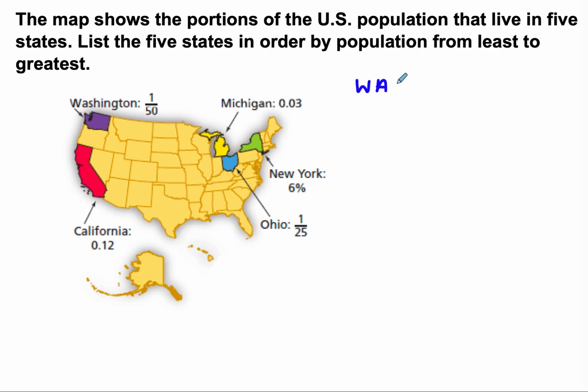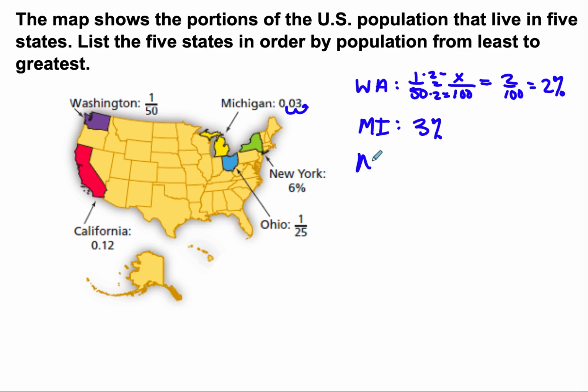Okay, so Washington, 1 out of 50. That'll be pretty quick for me to change into something over 100. Times 2 there, times 2 here. So that is like 2 out of 100, which is 2%. Michigan, 3 hundredths. Decimal over 2 places, that's going to be 3%. New York, already 6%.